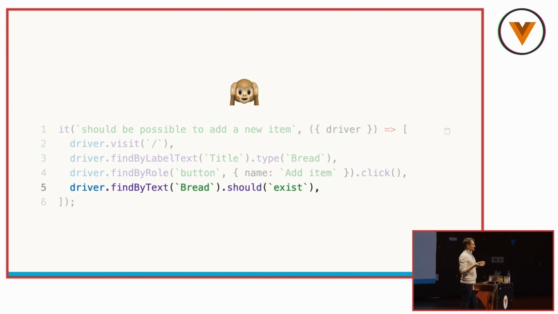And last but not least, when the item was added to the shopping list, we want to make sure that it's actually visible somewhere on the screen. We can do this with this find by text method.